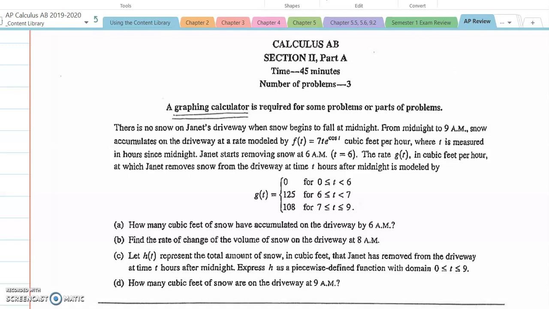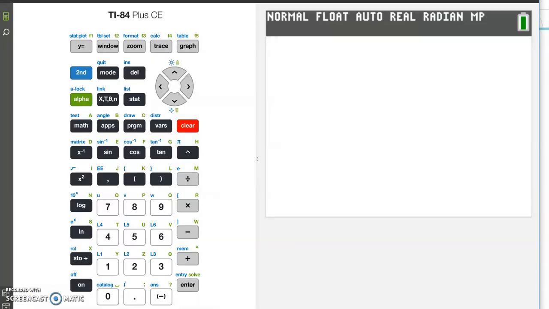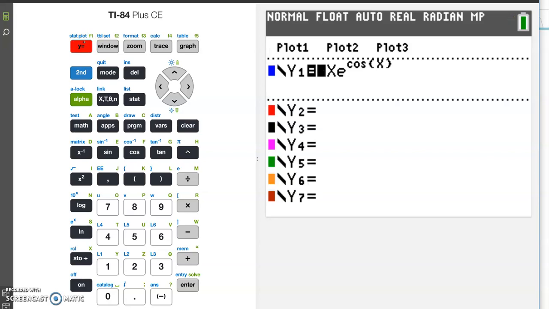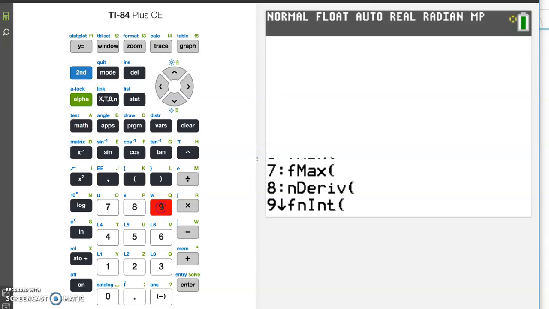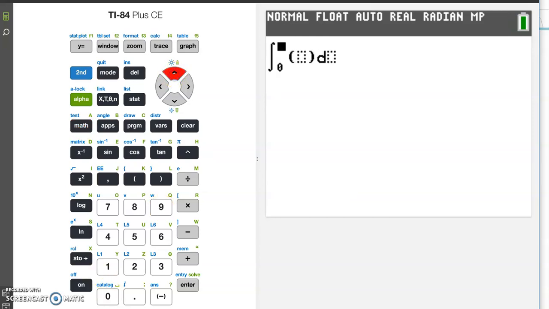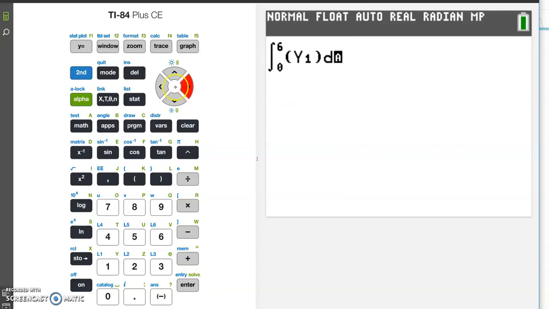So you have to remember which function is which, and function F represents the accumulating function, where the snow is being added up. And because snow begins to fall at midnight, that represents time 0. So part A represents the integral from 0 to 6 of f of t dt. I've put that function into y1 in my calculator, and then the calculator can help me do this integral. So this is math, function integration, from 0 to 6 of y1 dx.